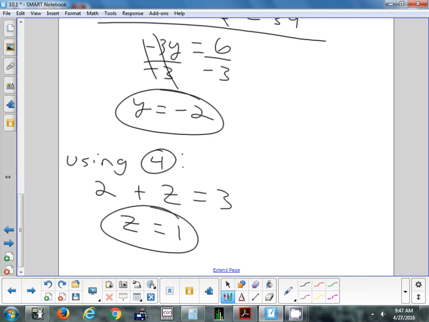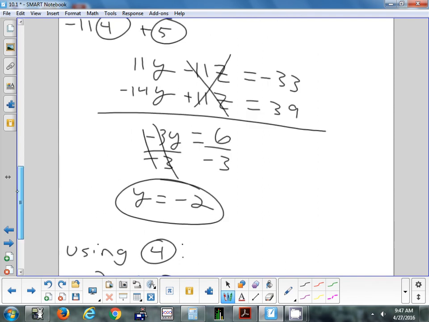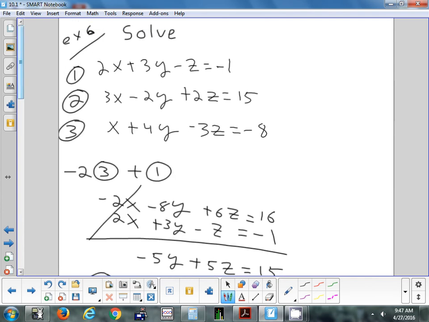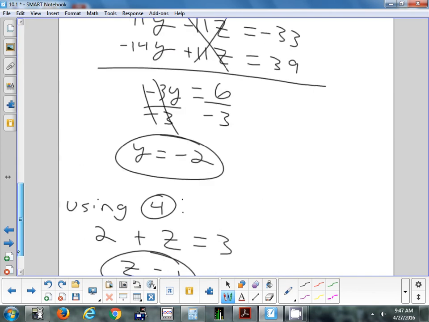Now we have y, we have z. Last thing is x. Once you get one of the letters, this becomes very quick. To find x, go all the way back to one of the original equations. You can pick any one you want. Which one do you want to use? 1? Okay.